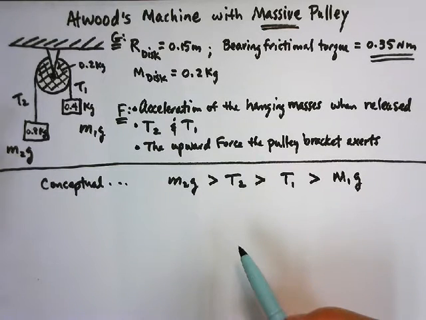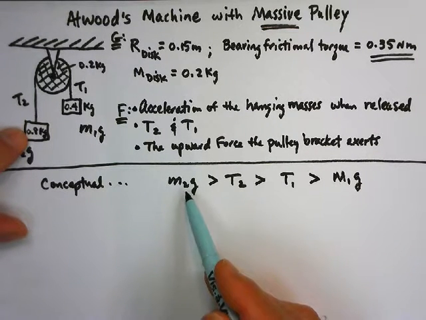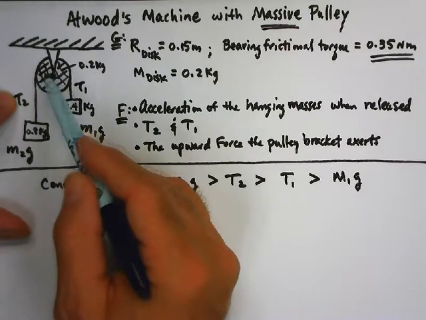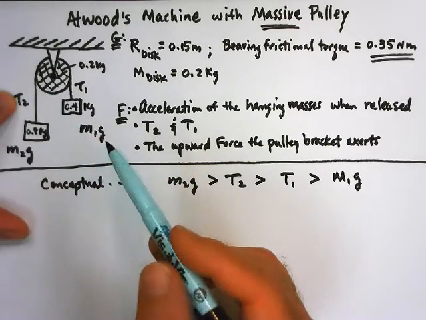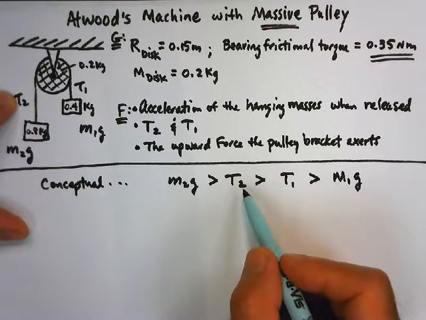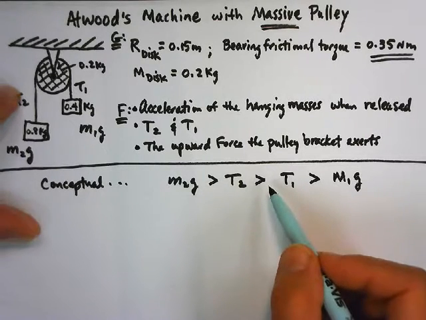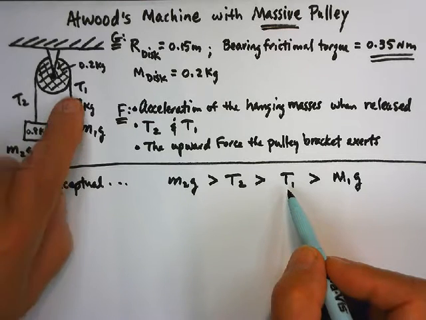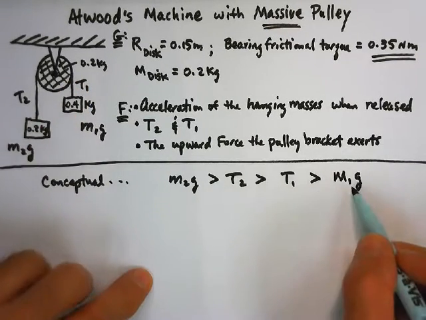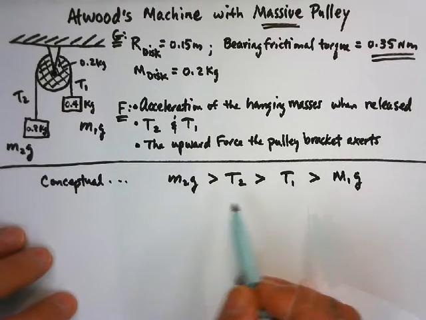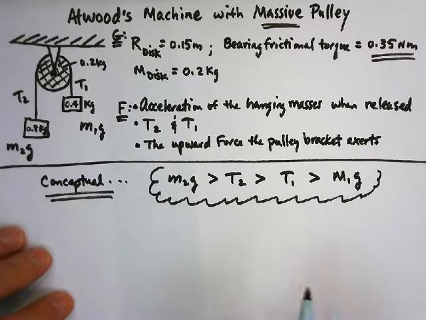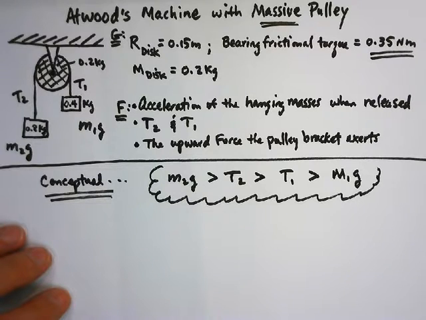So conceptually, the weight of this 0.8 kilogram mass, m2g, is going to be bigger than T2. And because of the inertia of this disk, T2 will be greater than T1, the tension on the other side of the disk. Since the 0.4 kilogram mass is moving upward, that must mean that T1 is bigger than m1g. Okay, so this is a very important concept to understand before we even get into the numbers.